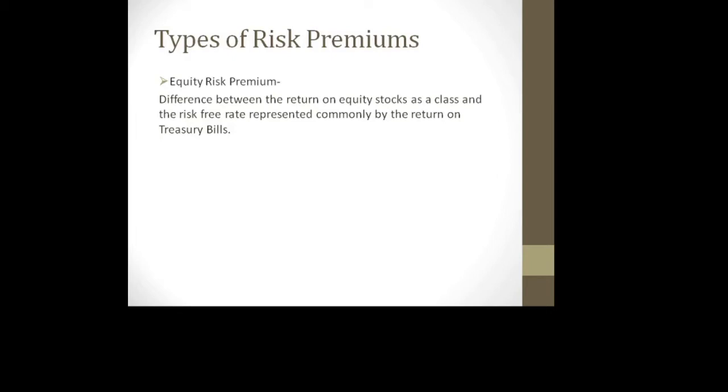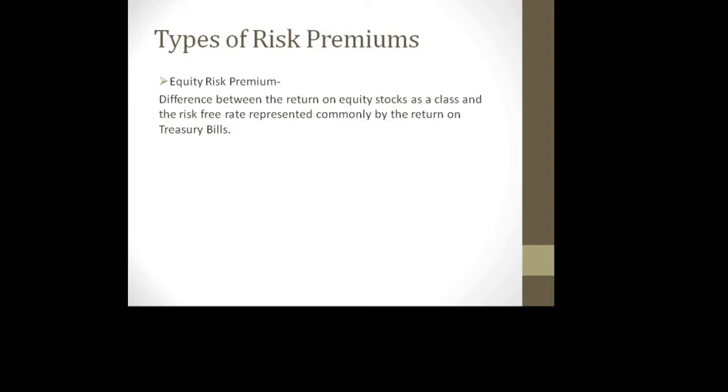Now the first type that comes here is equity risk premium. What do you mean by this? Equity risk premium can be defined as the difference between the return on equity stocks as a class and the risk-free rate, represented commonly by the return on a treasury bill. A treasury bill is the safest investment device that we can say. We have seen the relationship between risk and return in our last lecture, that as our risk increases, return also increases.